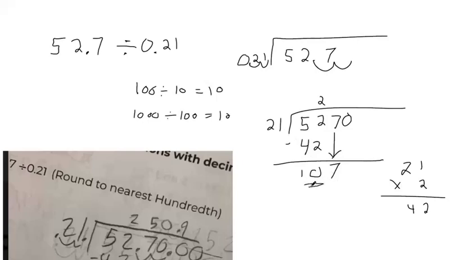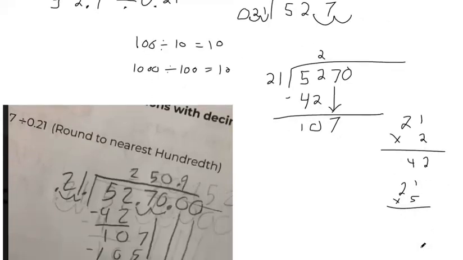We want to find out how many times 21 fits into 107. So I'm going to guess 5. That's how old I am. 5 times 1 is 5. And 5 times 2 is 10. So that's perfect. Almost perfect. 21 fits into 107 5 times without going over. So we put the 105 here. We subtract them. And we carry down the 0. And then we repeat the process again.